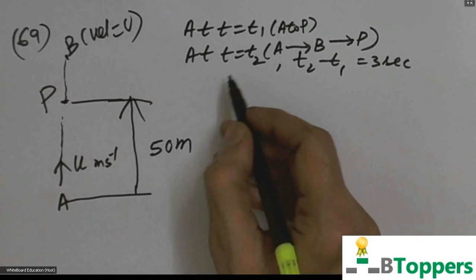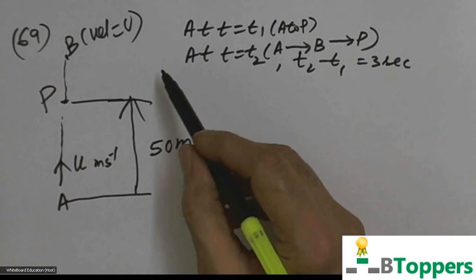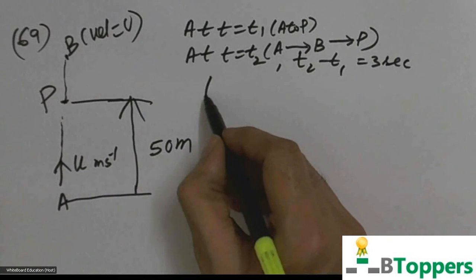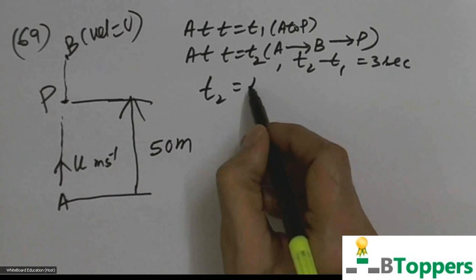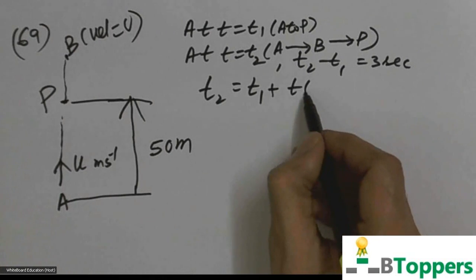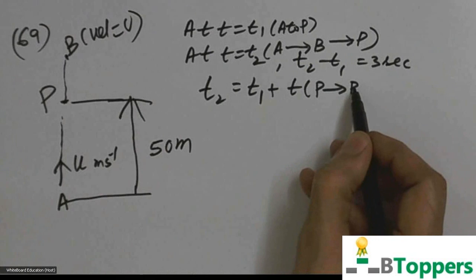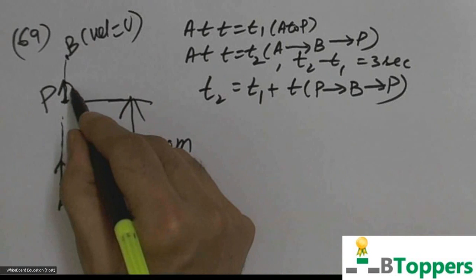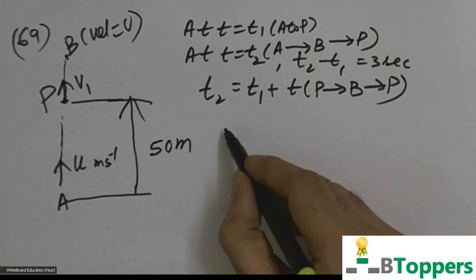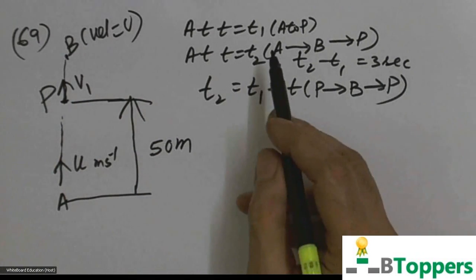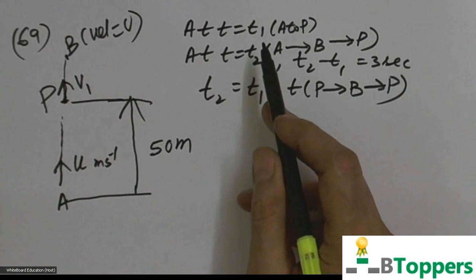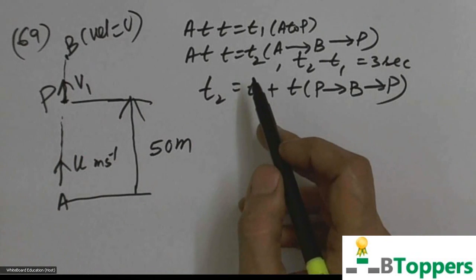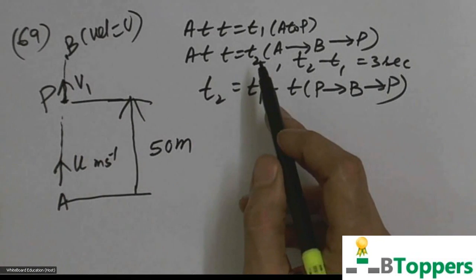So t2 includes the time taken for upward motion from A to B and also the time taken for downward motion from B to P. Or you can write t2 equal to t1 plus the time of motion from P to B and back to P. Let V1 be the velocity at P. T1 is the time after projection at which it is found at the point P the first time during upward motion. T2 is the time after projection at which the body is again found at P at a later instant of time.